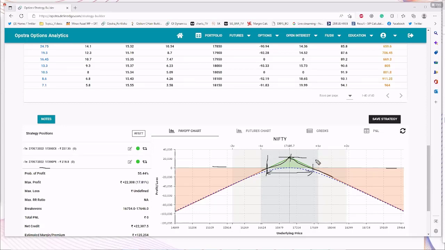So what is the range for your straddle? This is the range, and when it goes out, what is happening? Whatever you are supposed to get, the profit is not going to come in, right?